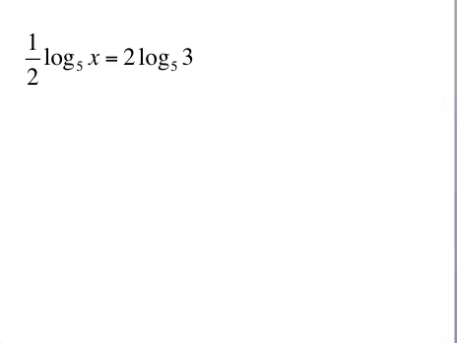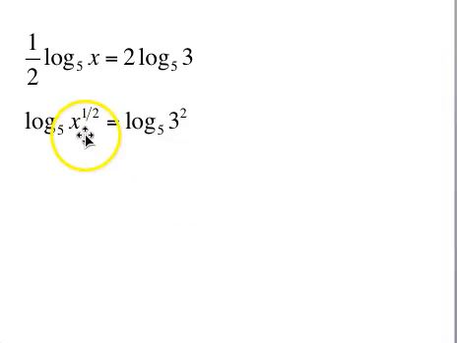The numbers must be positive after the log function. Our next example is 1/2 log base 5 of x equals 2 times log base 5 of 3. We're going to use the fact that we can pull the exponent up. So it'll be log 5, x to the 1/2 is log 5 3 squared. But what does x to the 1/2 mean? X to the 1/2 is the square root of x, and 3 squared is 9.